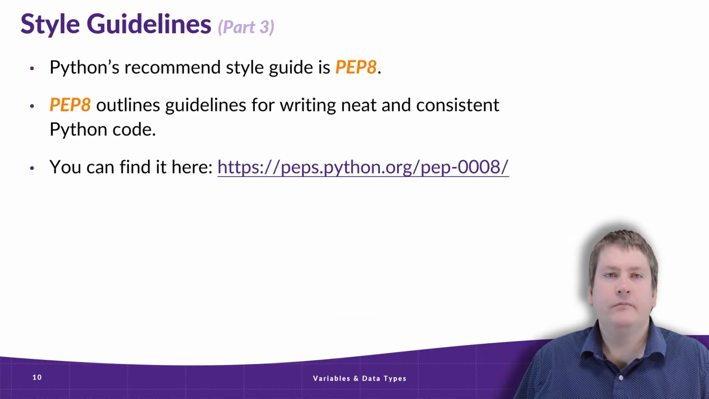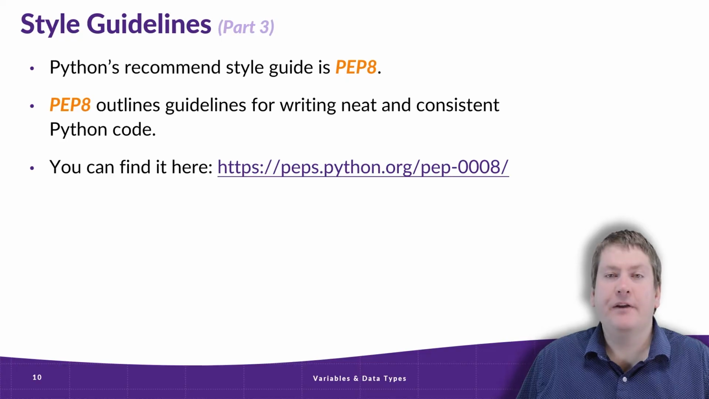The last thing I should mention about style is that Python does have an official style guide called PEP8. PEP stands for Python Enhancement Proposal. PEPs are technical specifications which provide design information to the Python community or describe a new feature for Python. In this case, PEP8 describes the guidelines for writing neat and consistent Python code.